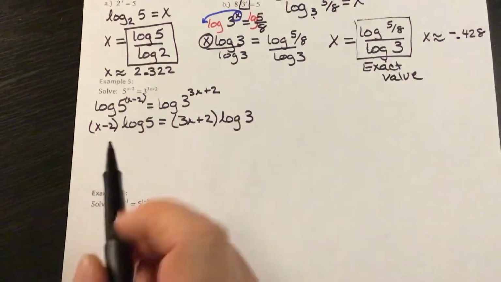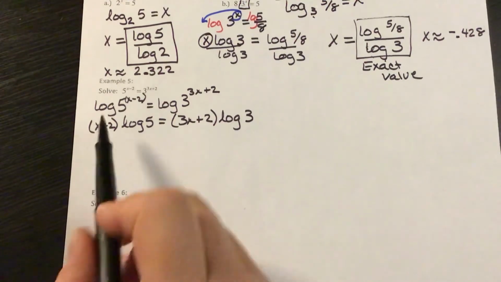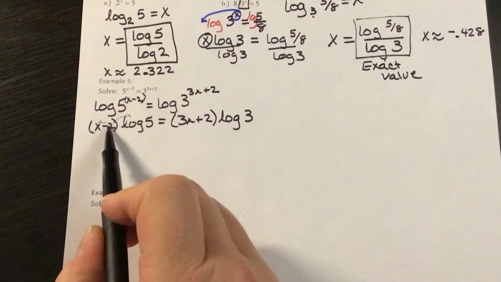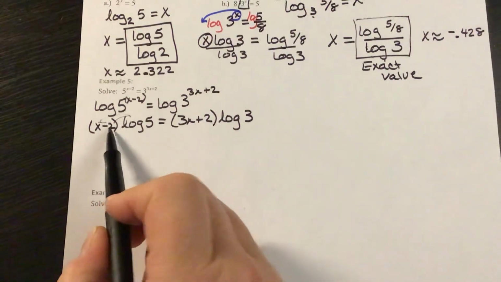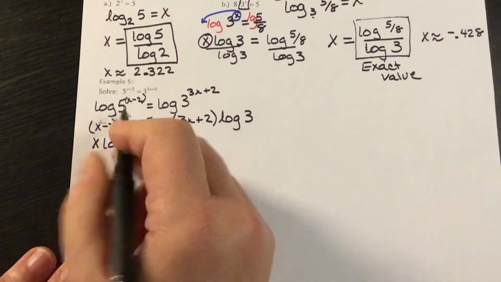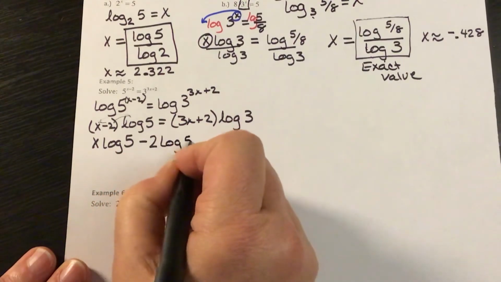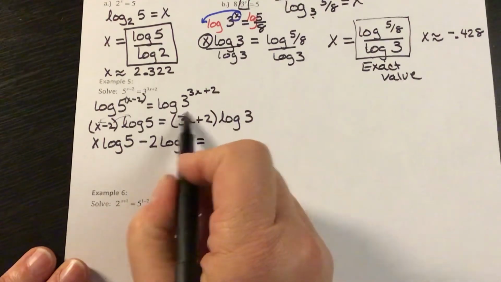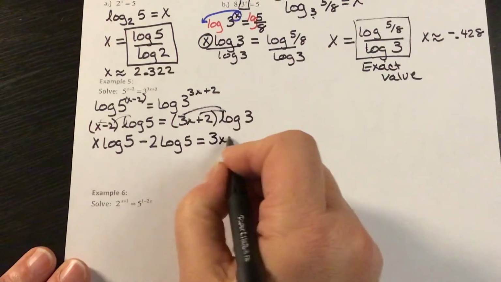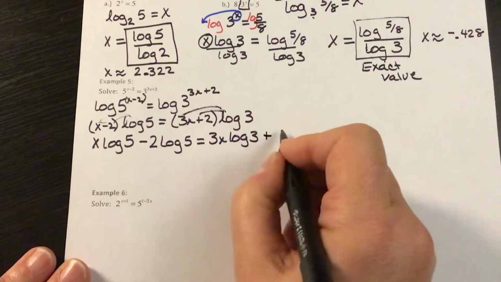All right, so now I'm going to distribute. I'm going to distribute log 5 times x and log 5 times negative 2. So I have x log 5, and now negative 2 log 5. And I'm going to distribute on this side as well. So I'll have 3x log 3 and then plus 2 log 3.